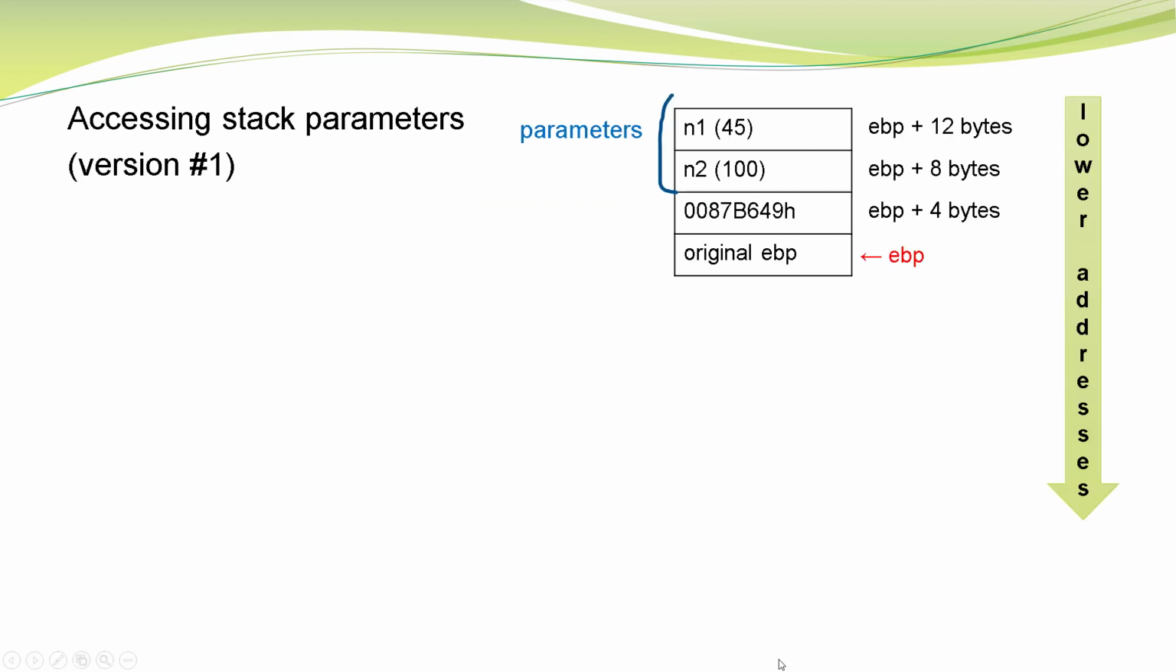So now we've got our parameters on the stack. How do I get to them? Here's the first version. Let's assume the stack looks like this, with one of our parameters having a value of 45 and the other having a value of 100. Below that is the return address that we'll go back to when this procedure ends.